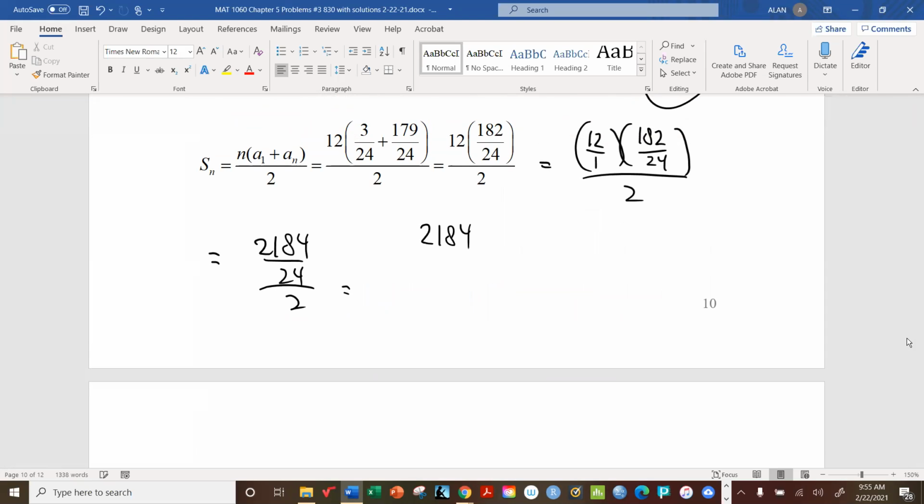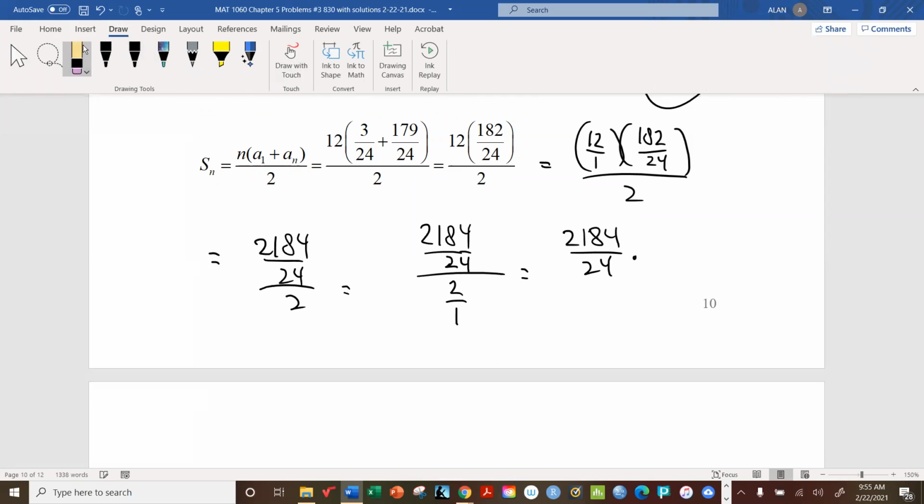Watch this. And so I'm doing it this way for a reason, because what I can do now is multiply this by 1 over 2. All right. Since I have 2 over 1 in the denominator, dividing by 2 over 1 is the same as multiplying by 1 over 2. So I've got 2184 over 48.